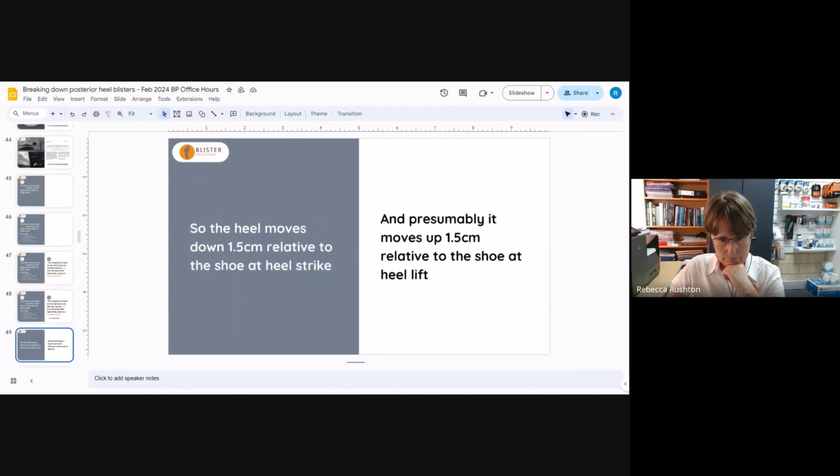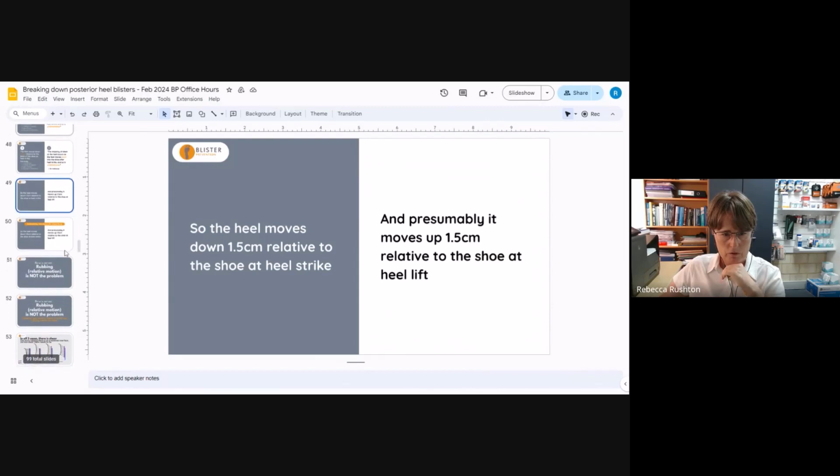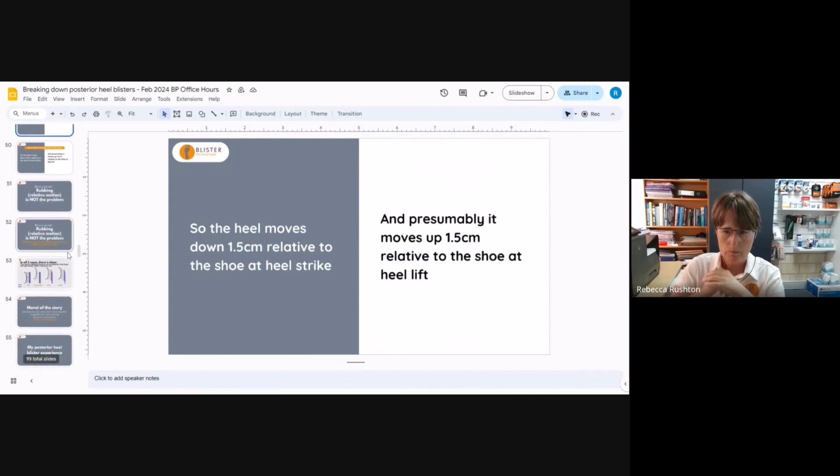Anyway, so the heel moves down 1.5 centimeters relative to the shoe at heel strike, and presumably it moves up 1.5 centimeters relative to the shoe at heel lift. And when we say heel, I'm assuming that we're talking about the skin, not the bone. So the bone's actually moving up and down more than the skin.